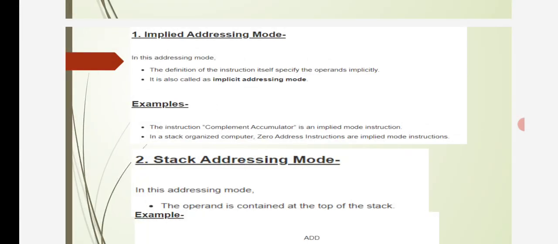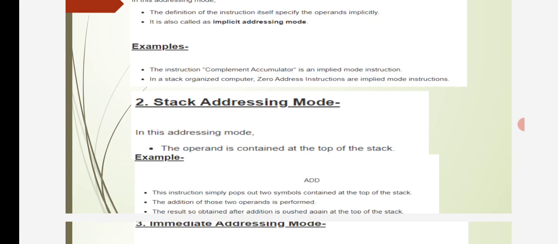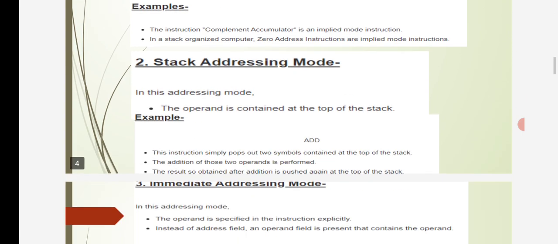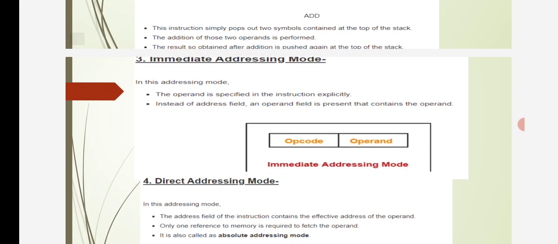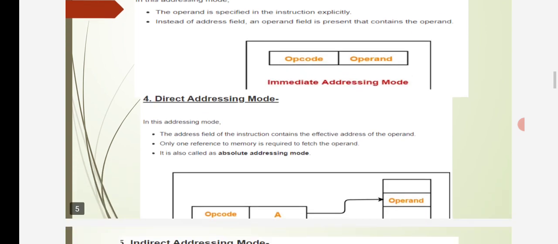In the implied addressing mode, the definition of the instruction itself specifies the operand implicitly. It is also called implicit addressing mode. In stack addressing mode, the operand is contained at the top of the stack. In immediate addressing mode, the operand is specified in the instruction explicitly. Instead of an address field, an operand field is present that contains the operand.